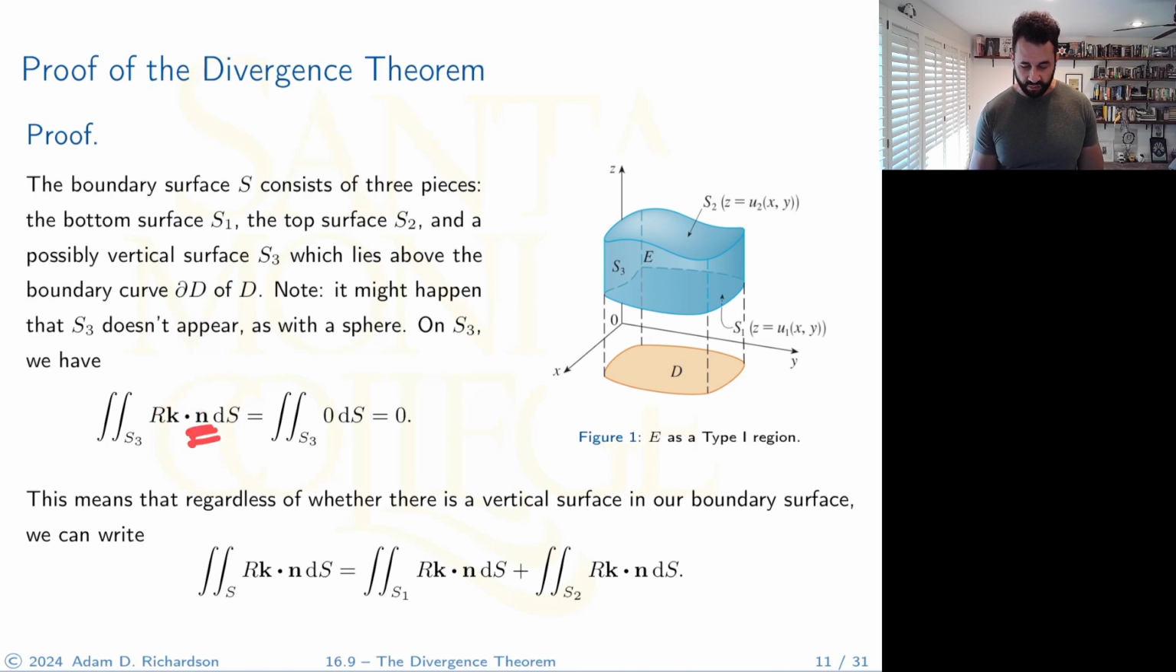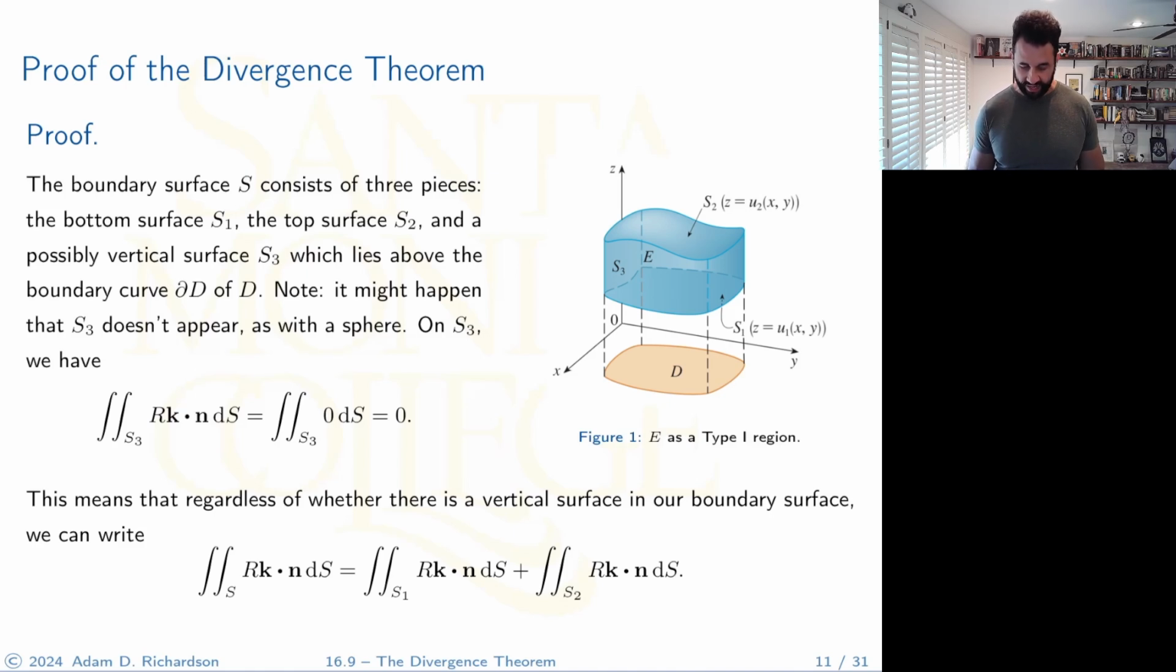But remember, we're dotting it with k, which is this vector right here. So the outward unit normal vector on S3 is always going to be orthogonal to the basis vector k. So this dot product is going to be 0, and that means that this entire integrand is going to be 0, and so we get 0 as this result. Long story short, the surface integral over S3 ends up being 0. That's it, because the outward unit normal vector is orthogonal to k.